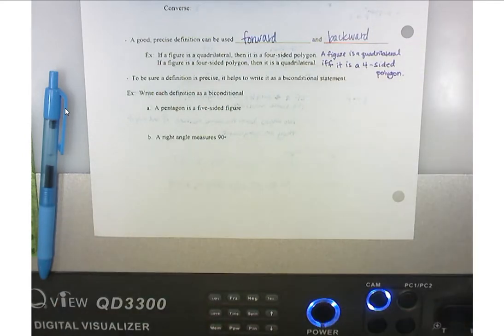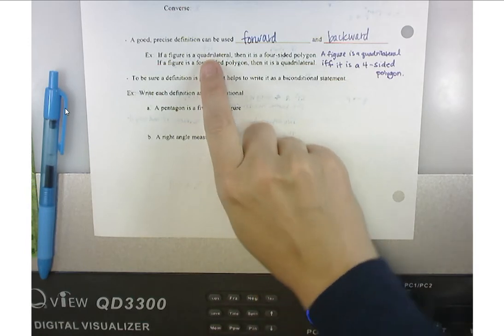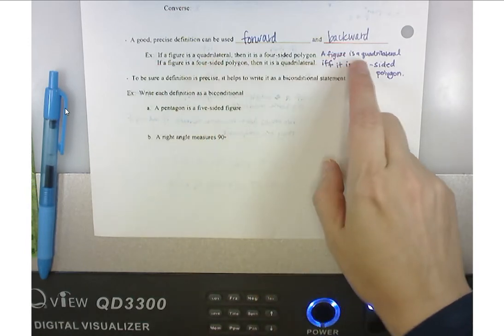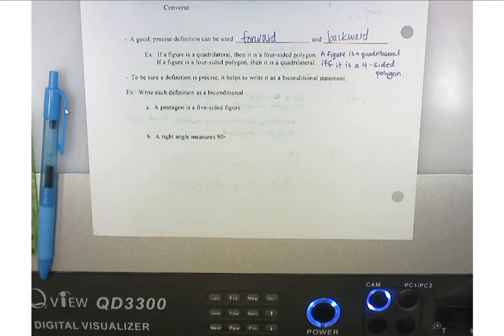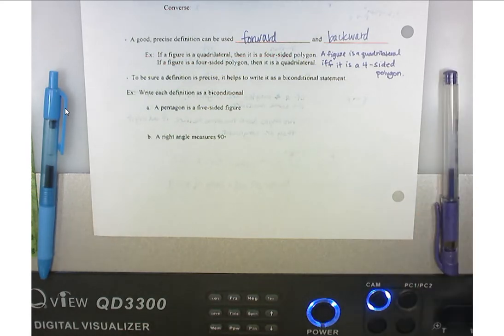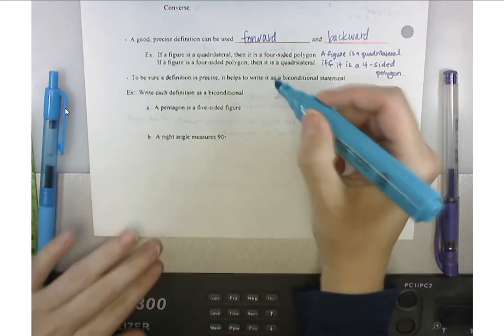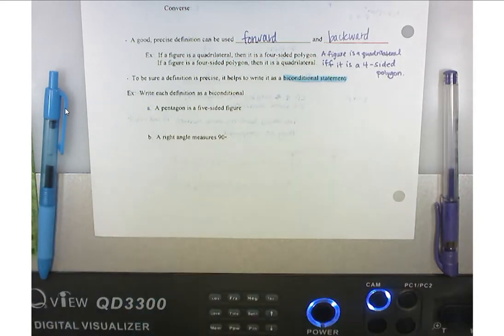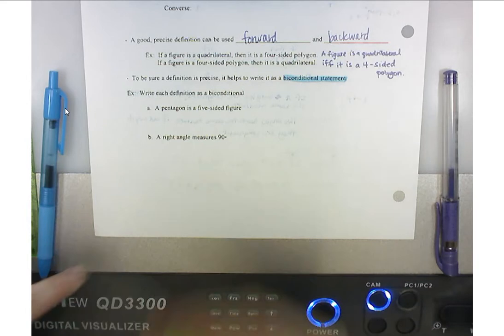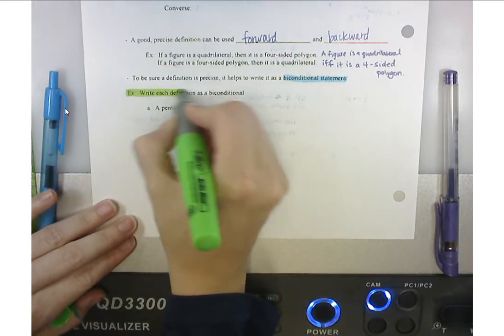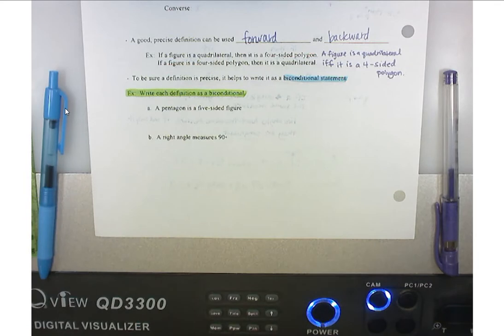Also, if I write out a word for you or you see it spelled correctly here, I want you to spell it correctly when you write it too, okay? And some other words from our quiz. To be sure a definition is precise, it helps to write it as a biconditional. So that is what we are going to do in our next example. We're going to take each definition and write it as a biconditional.